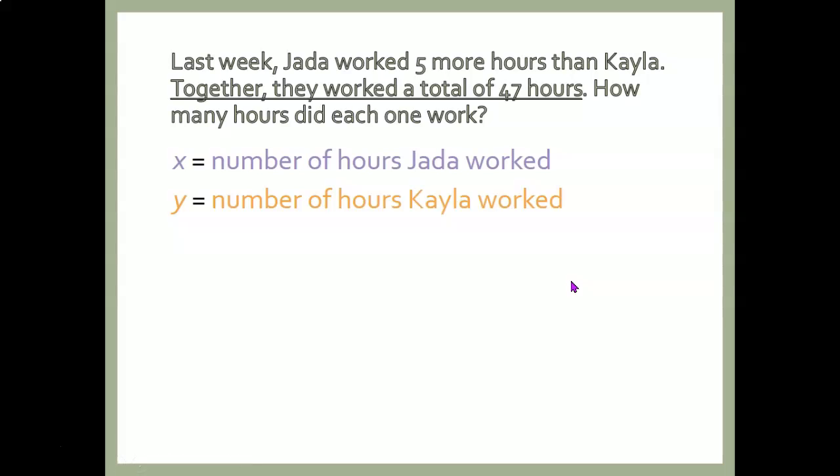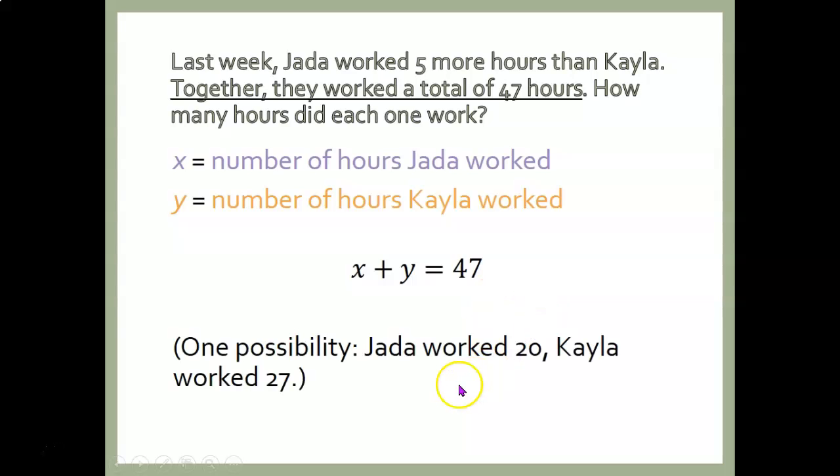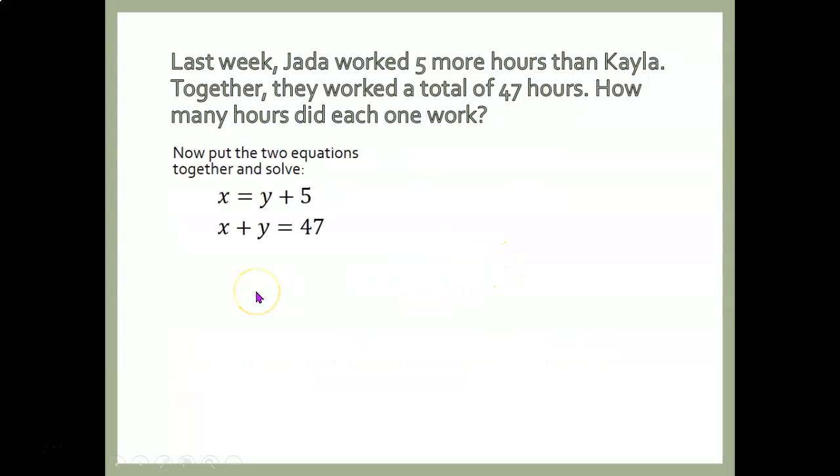Together, they worked a total of 47 hours. Together, okay, that means if we add X plus Y, that should equal 47. Like, for example, maybe Jada worked 20 and Kayla worked 27. That doesn't fit everything in the problem, but it does fit that particular condition. 20 plus 27 equals 47. Okay, now we've got our two equations. We're going to put them together and solve the system.